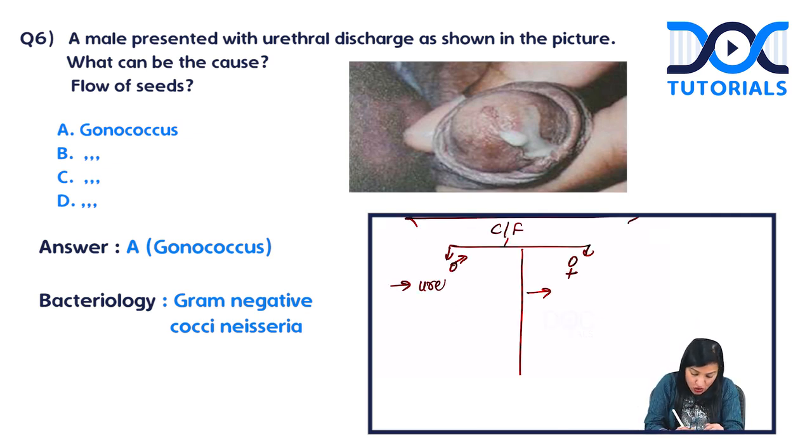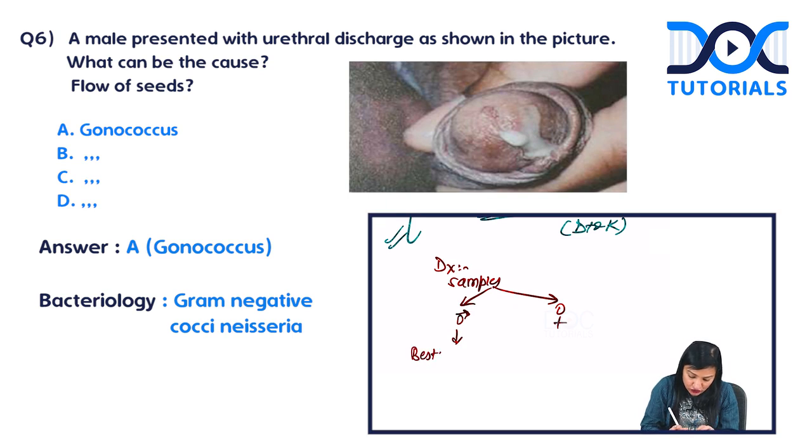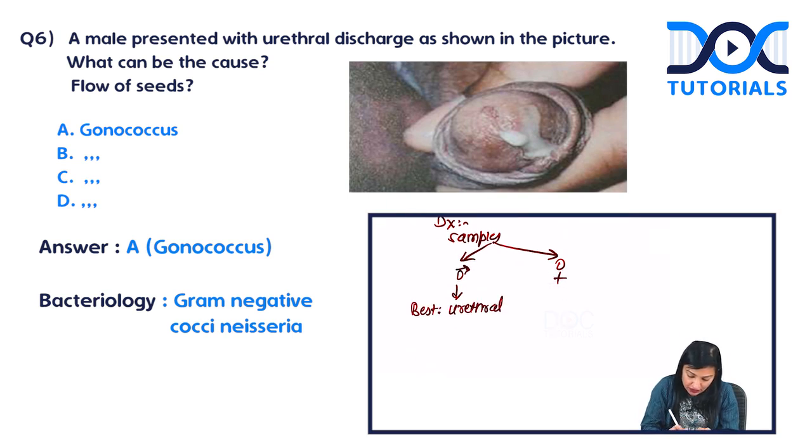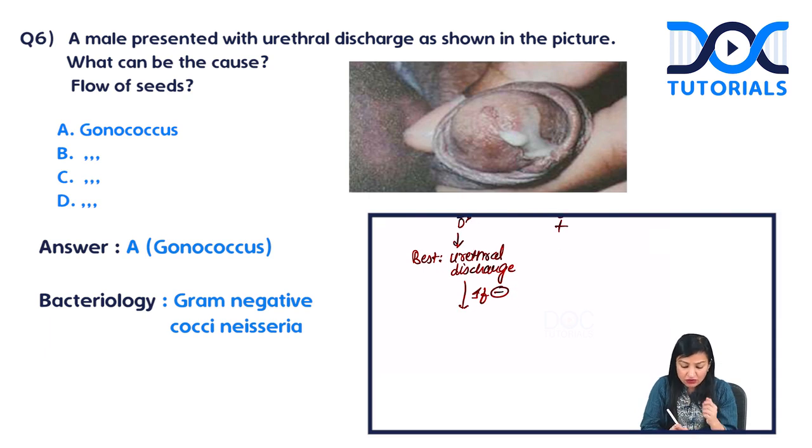In males, it will cause urethritis, which is characterized by urethral discharge and other features like burning micturition, etc. Now, remember, males are usually symptomatic, and the classical complaint of a male is urethral discharge. In males, the best sample is of course urethral discharge. Sometimes frank discharge or very florid discharge may not be present. So if this is absent, the urethra can be milked and the discharge can be expressed.